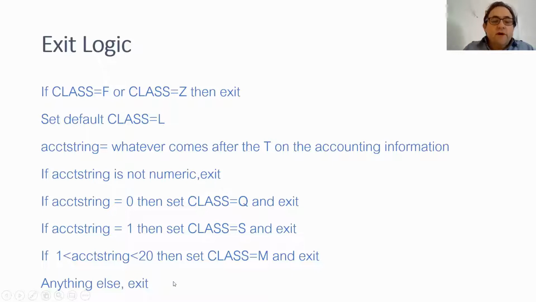If it's anything between 1 and 20, set the class to M and then exit. So that's the logic, more or less, of the exit that we have in place.